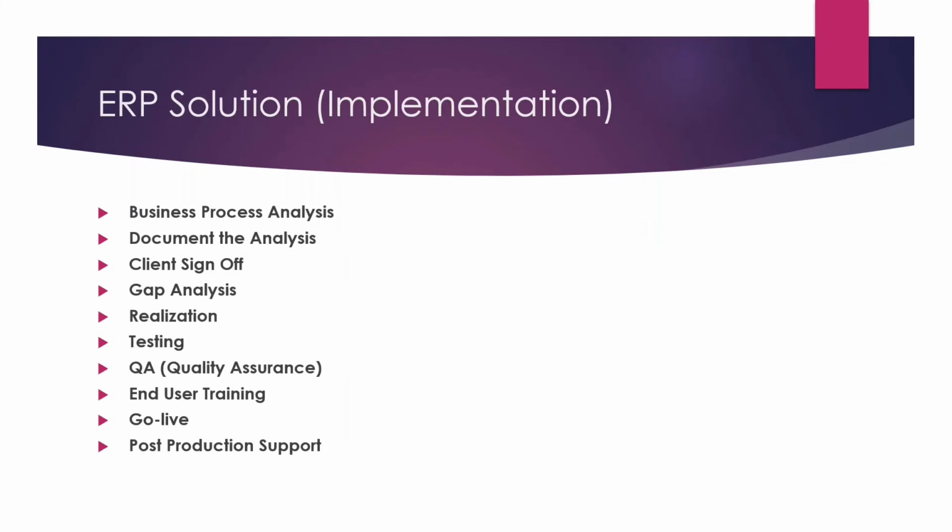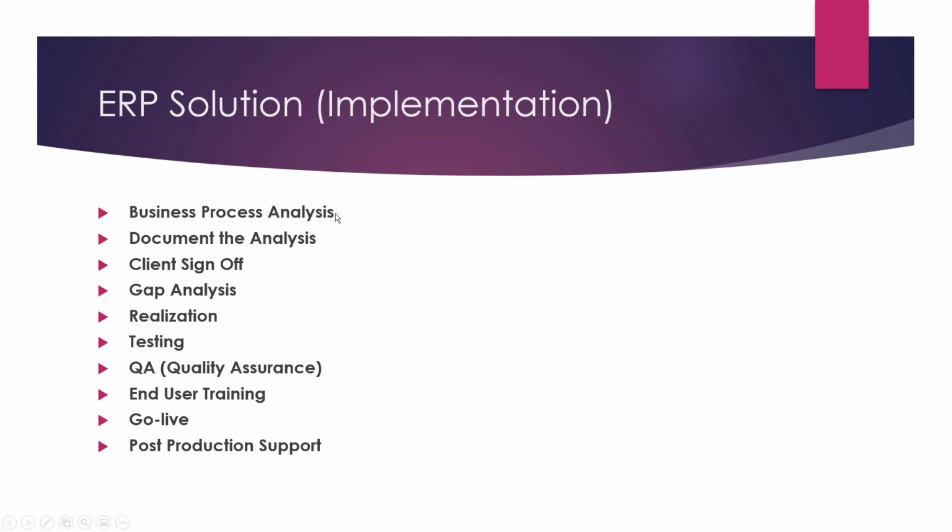So normally ERP solution implementation starts with these many phases: business process analysis and document analysis, client sign off, gap analysis, realization, testing, quality assurance, end user training, go live, and post production support. These are the phases.